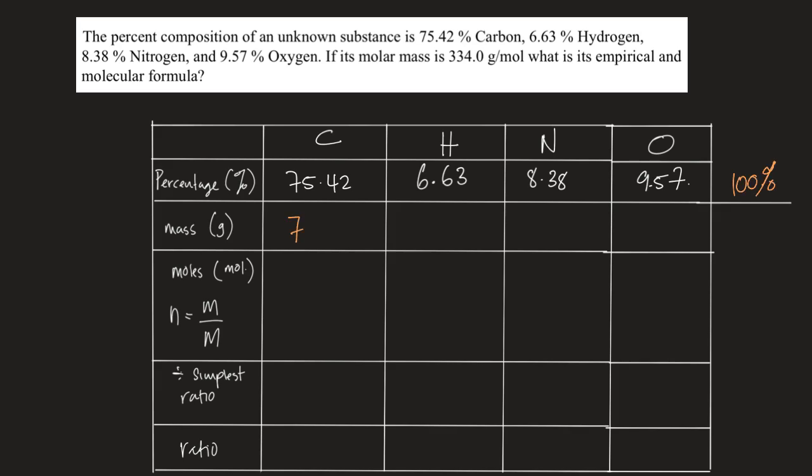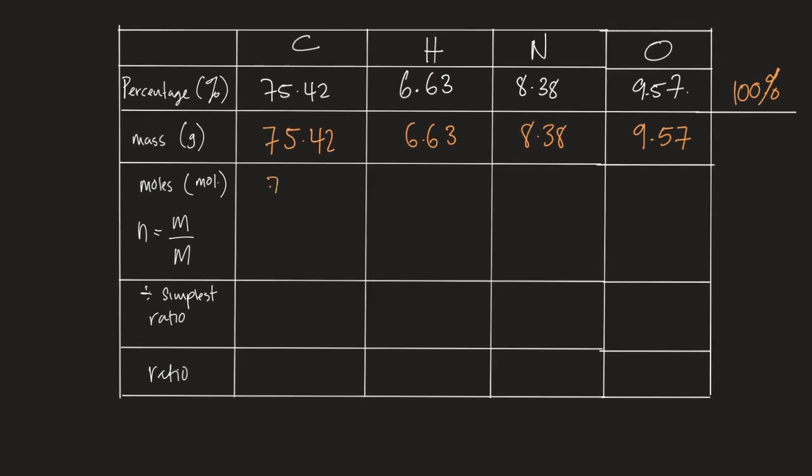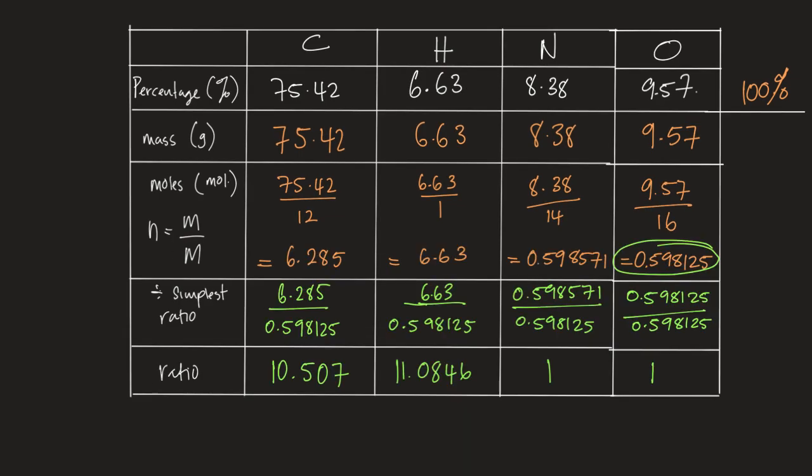I can convert directly to grams: 75.42, 6.63, 8.38, 9.57. Now I just have to work out all my moles. So I've got 75.42 divided by 12, 6.63 divided by 1, 8.38 divided by 14, and 9.57 divided by 16. All you've got to do is pop that into your calculator. Try and hold on to those decimals because you need to determine your simplest ratio. At this point, this is what you should have.